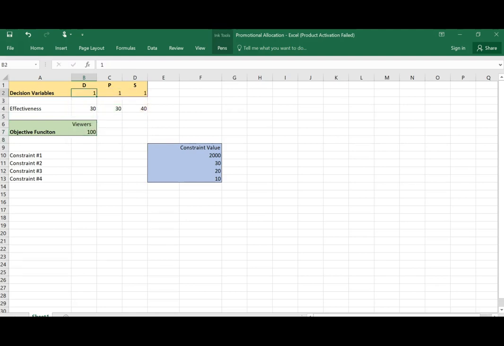And again, we can just verify a few things about the model. If we increase D by 1 from 1 to 2, I think it's going to go up by 30. It did, right? And so again, that's just to check to make sure that your objective function has been set up correctly. So 2 of the 3 main pieces that we need to focus on.